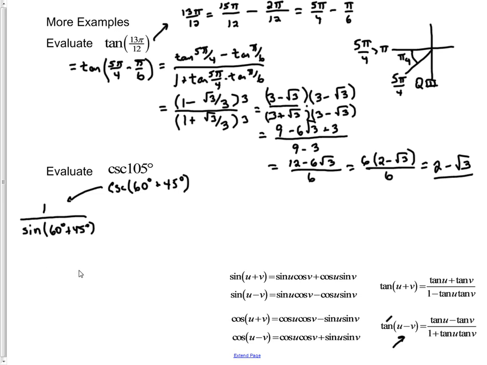So that means I'm going to use my formula for the sum of 2 angles using sine. That's going to give us 1 over the sine of 60 degrees times the cosine of 45 degrees. This is beginning to look familiar. Plus the cosine of 60 degrees times the sine of 45 degrees.